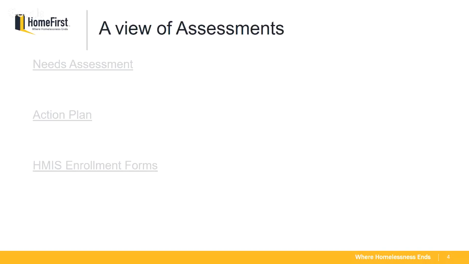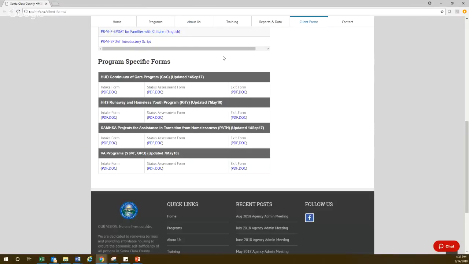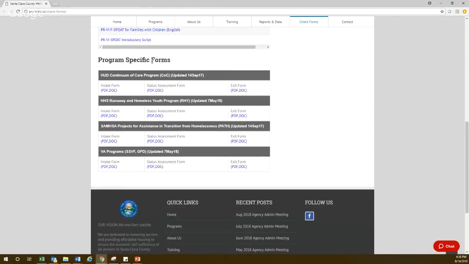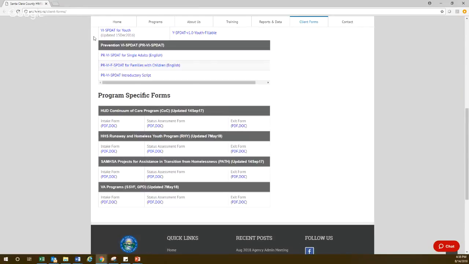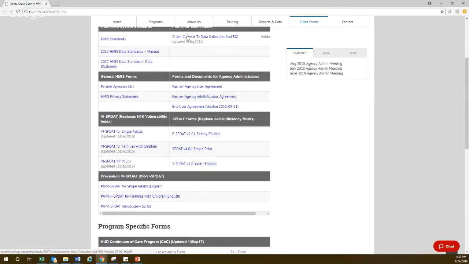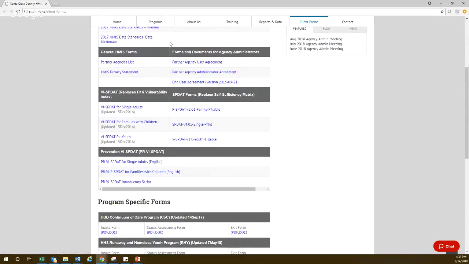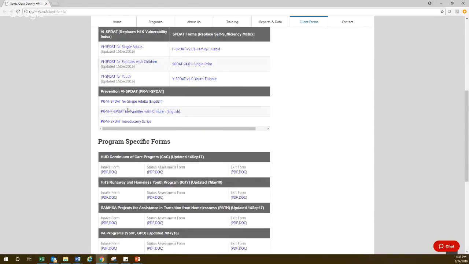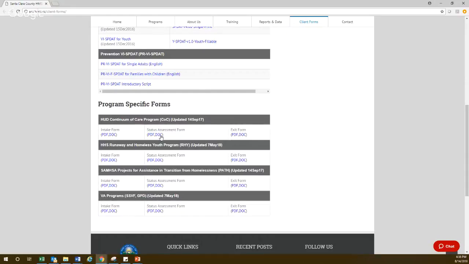Next, we're going to take a look at our HMIS enrollment forms, and there are various. So here are some program-specific forms. You can go to scc.hmis.clientforms and take a look at program request forms, which we don't need. We would mostly take a look at HMIS standards or general forms like the partner agency list that's needed for our consent via SPDATs, and then of course our program-specific intake forms, status update forms, and exit forms. So if you're a VA provider, you would use a form that's here.